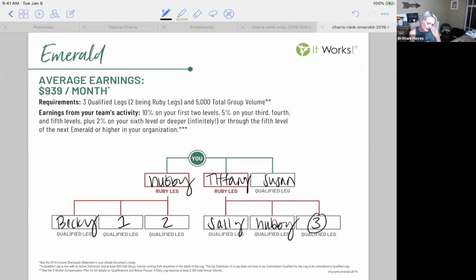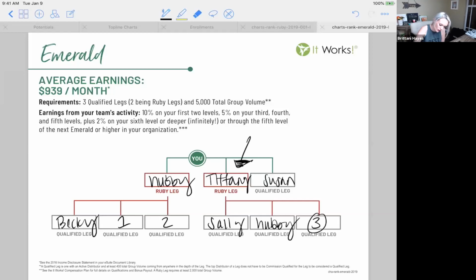So here's what I want to tell you. We never, ever, ever build someone to Ruby. So obviously your husband's going to be this Ruby over here, ideally. But we never build someone to Ruby who isn't working. So if Susan and Tiffany aren't working, we're not going to build them to Ruby. We're going to build someone who is.